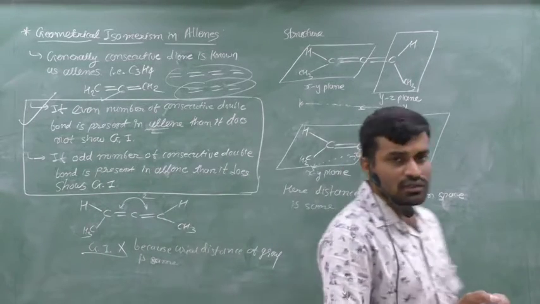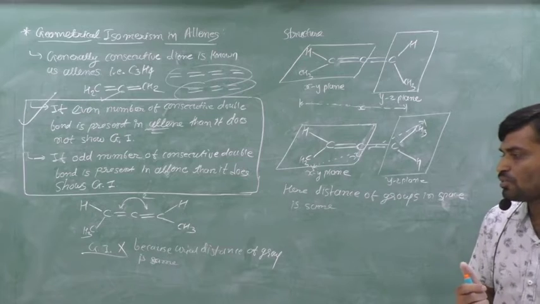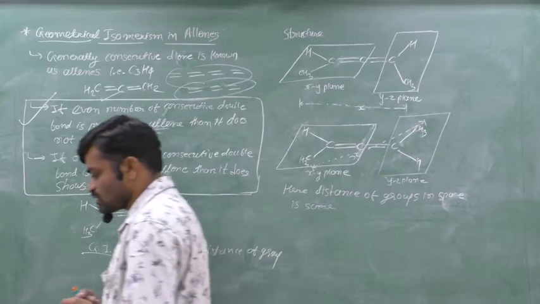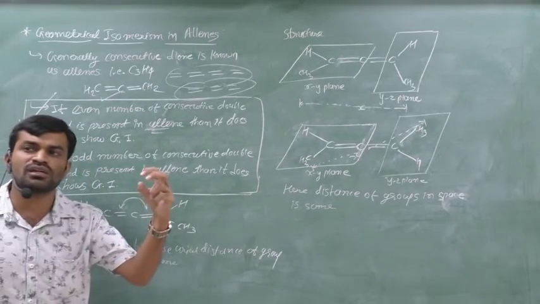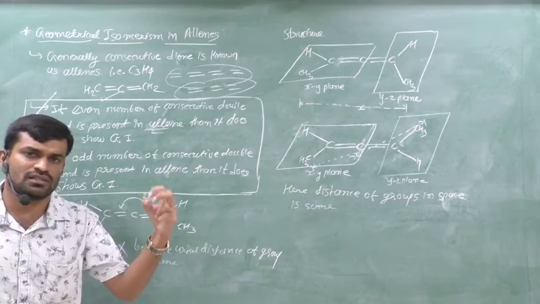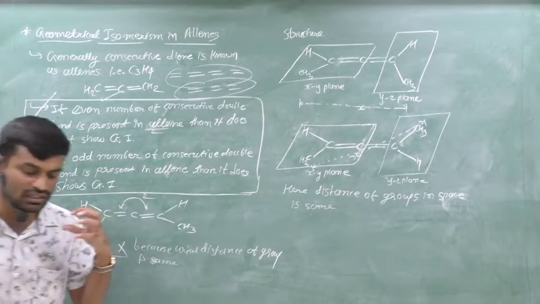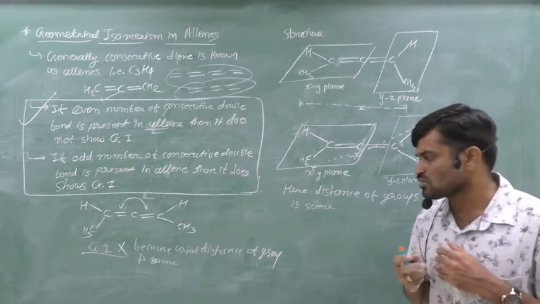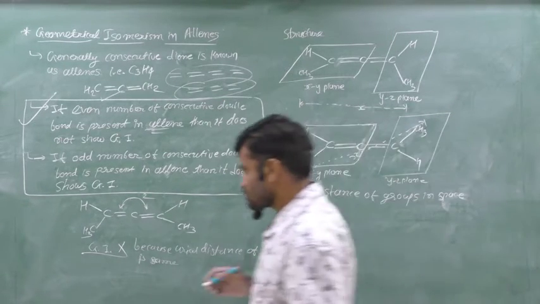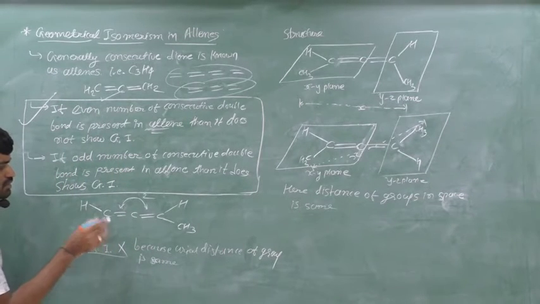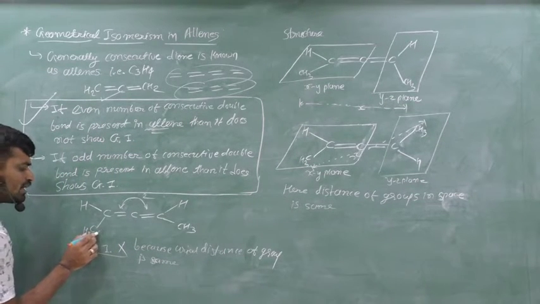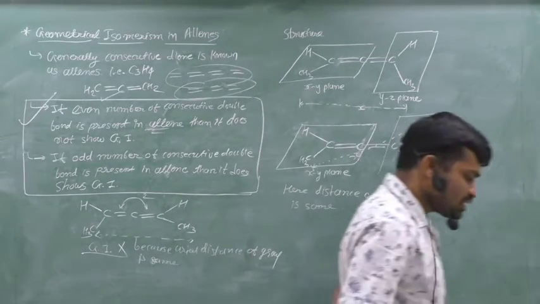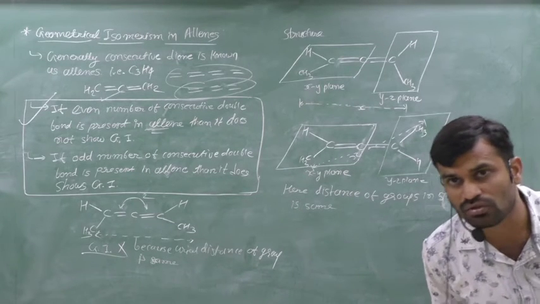The reason is that the areal distance of the groups is the same. What is areal distance? We discussed it in the last lecture. Areal distance means the distance of 2 similar groups in space. It is also called space distance. Here, in consecutive dienes which have an even number of double bonds, the areal distance is the same in both forms. Therefore, it does not show the GI.